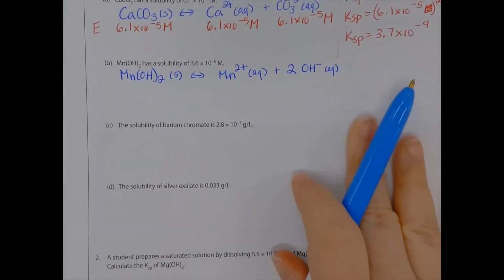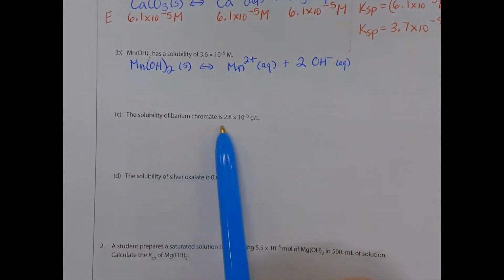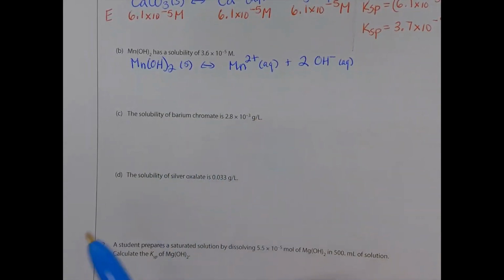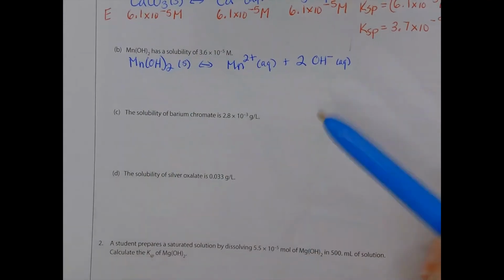For this next part, it says our solubility of barium chromate and gives us our value. We still want to find our Ksp for this.